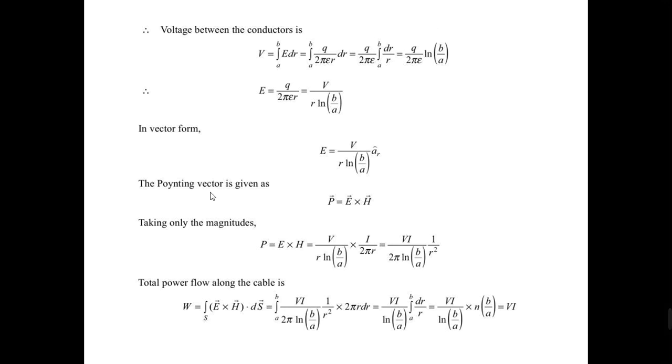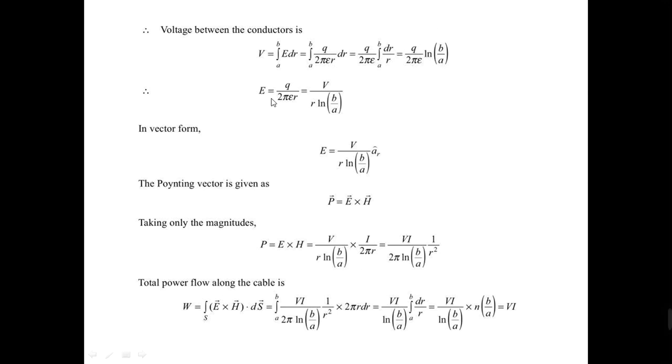Now the voltage between the two conductors can be obtained by using the expression V is equal to line integral of E bar dot dl, as we studied earlier. The line is varying from A to B, since you are measuring the voltage between the two conductors. So integral from A to B of E bar dot dr, you substitute E is equal to Q by 2 pi epsilon R. After simplification you get Q by 2 pi epsilon natural logarithm of B by A.